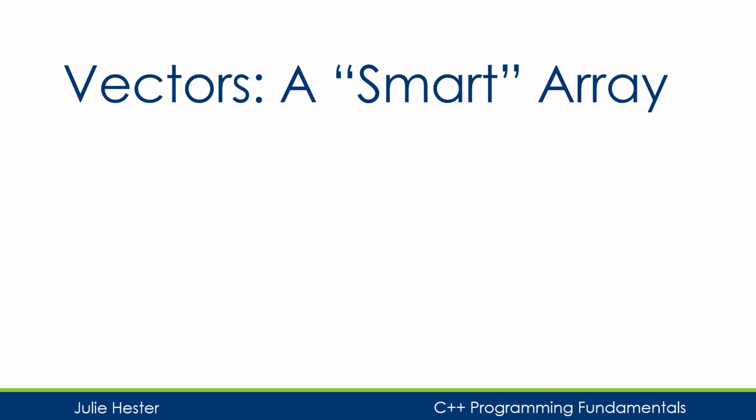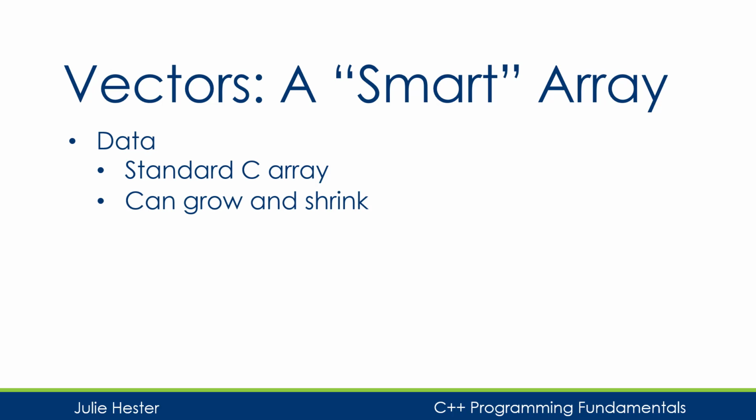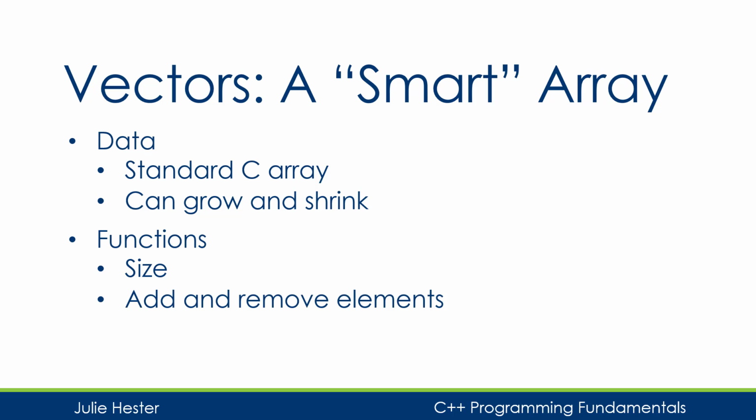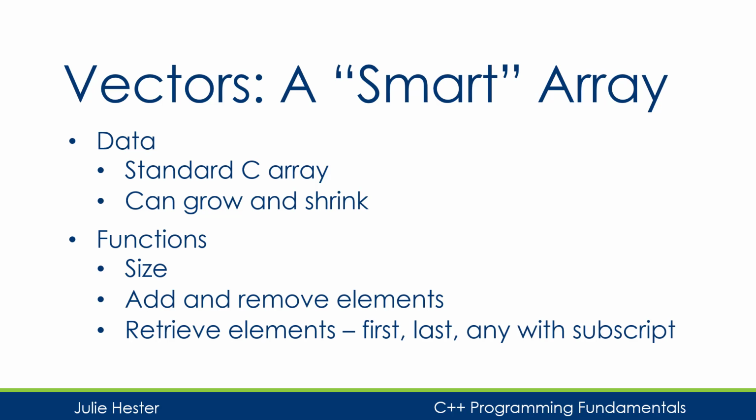In C++, we have a vector class, and we can think of vectors as a smart array. Vectors are an object that's wrapped around a standard C array, but vectors can grow and shrink the array. Also, vectors have a number of functions. One, vectors can tell you how large they are. They know how many elements are stored inside of them. We can add and remove elements to the vector. And then we can retrieve elements several different ways. We can always use a subscript like we can with an array, but we can also ask the vector for things like the first element and the last element.